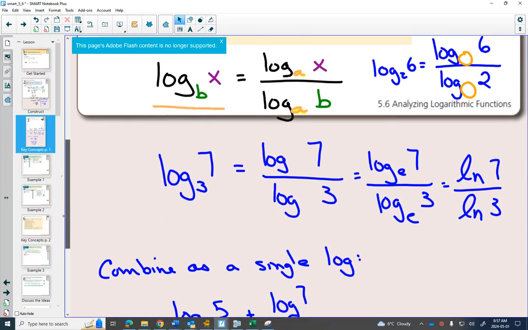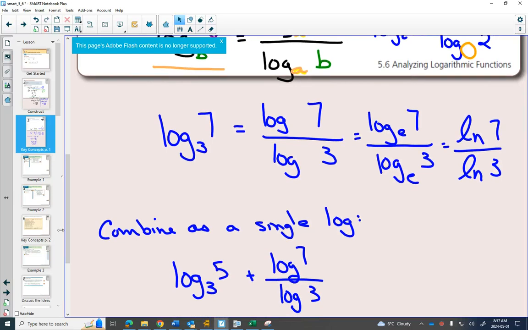And sometimes you will get questions that make you use the change of base theorem backwards. So you have a division, and you could change it from the right-hand side of the change of base to the left-hand side.